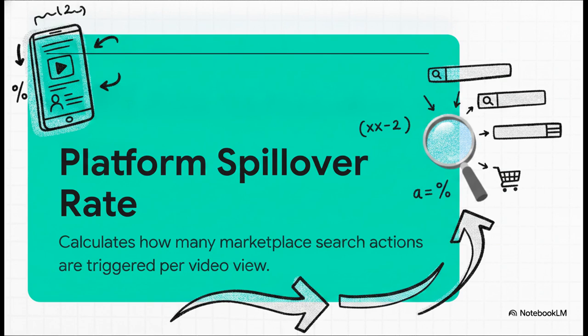Then we have the platform spillover rate. Honestly, this is a brilliant metric. It answers the absolute critical question of how well an influencer's video actually anchors the brand in a viewer's mind. It acts as a mathematical proxy that calculates how many marketplace search actions are triggered per video view. Think of it like this. If 1 million people watch a video, how many of them actually spill over into a high-intent search?